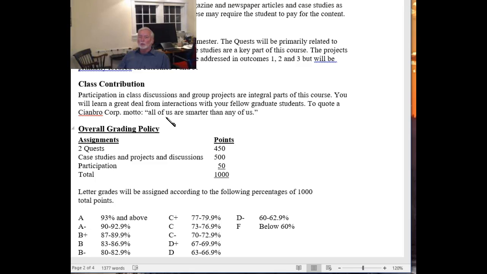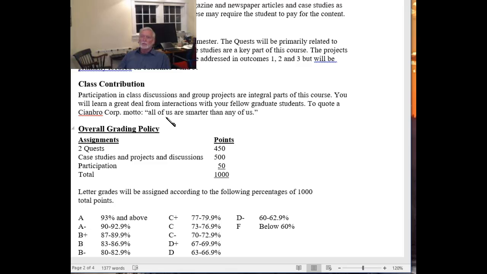I really like to quote this Chinbro quote that they put in all of their conference rooms at their headquarters. All of us are smarter than any of us. That's why group work works, and it's an important thing to remember. Groups can be frustrating and time-consuming, but they also work really well, because what your peers know is not necessarily what you know. And if you can put that knowledge together and make it work, you have a multiplier effect.